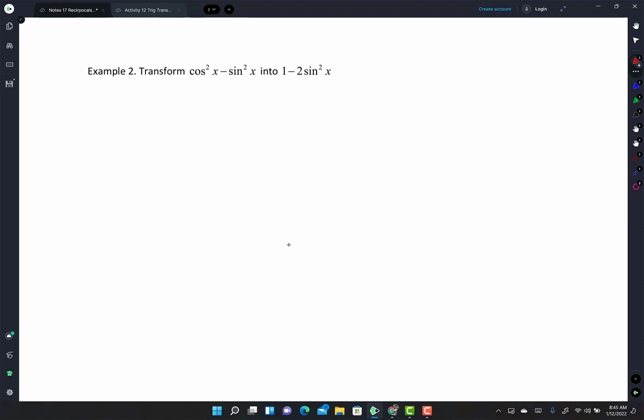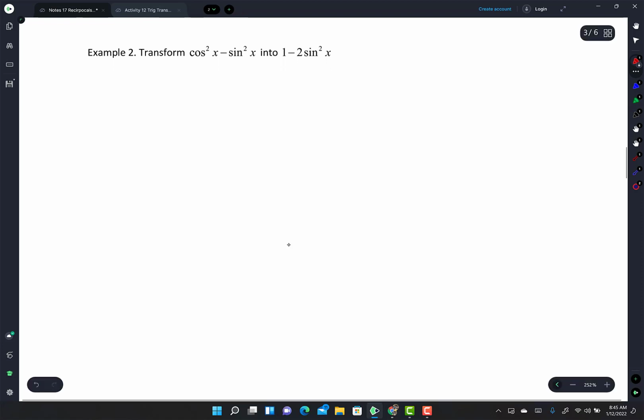So this one says, and don't worry, we're going to get more experience: transform cosine squared minus sine squared into 1 minus 2 sine squared. You guys ready? So I'm going to write cosine squared x minus sine squared x. And then I'm going to be like, well, what do I do now? So we're going to make some side notes of some stuff that we just learned. Side note. What did we just learn right now? What formula?